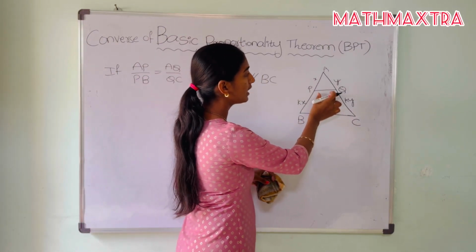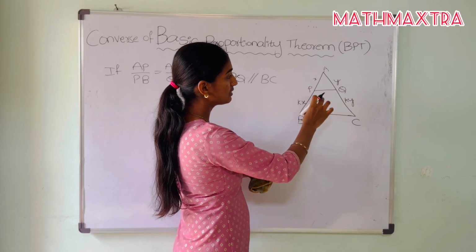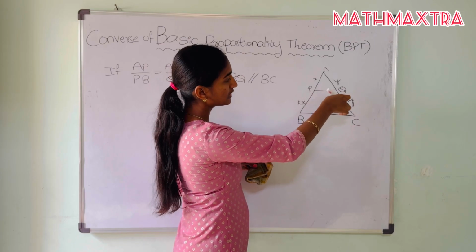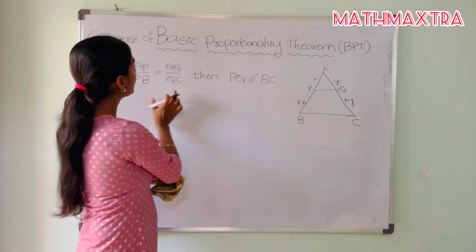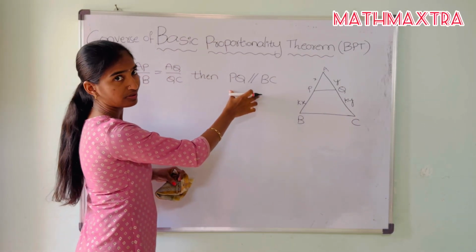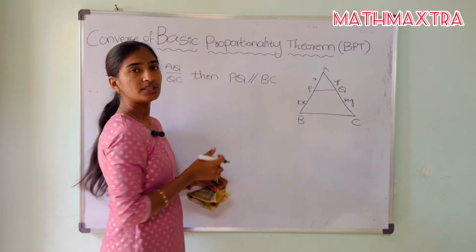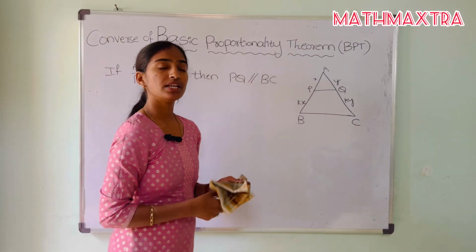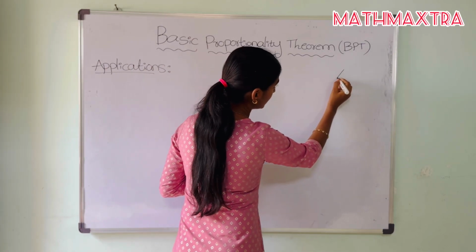You can take the other two cases also. This line PQ, you take one time as parallel to AB and one time as parallel to AC. That time you get it like this: AP by PB is equal to AQ by QC, from which we can conclude that the line PQ is parallel to the third side. Now we'll see some applications of the basic proportionality theorem. We have taken one triangle.